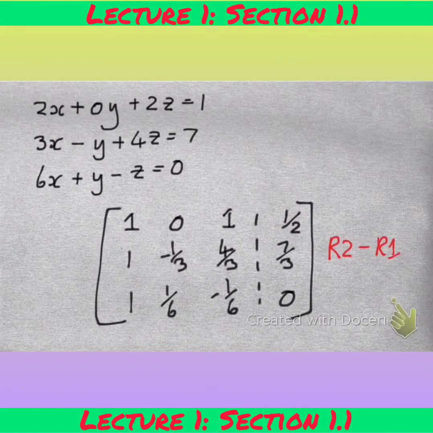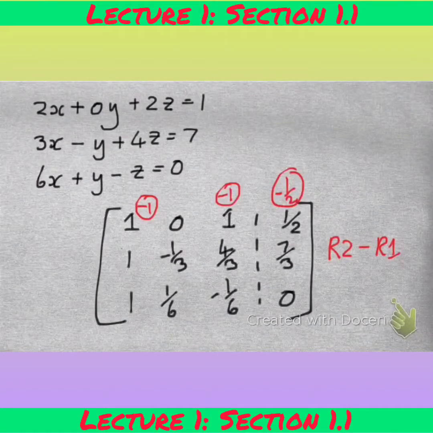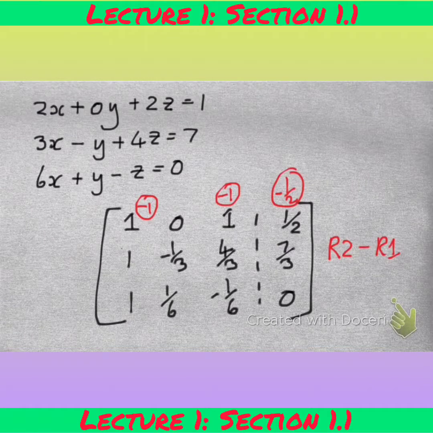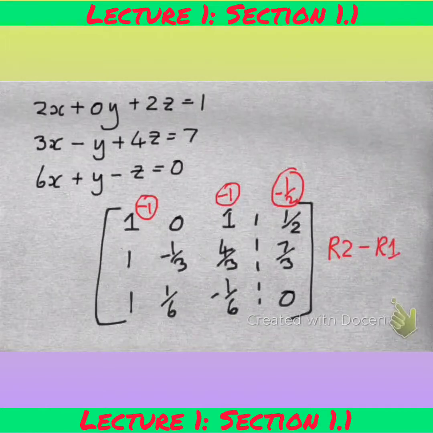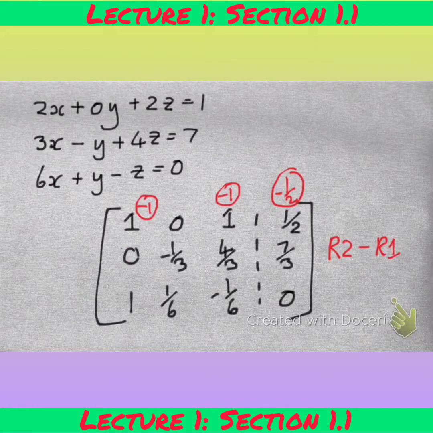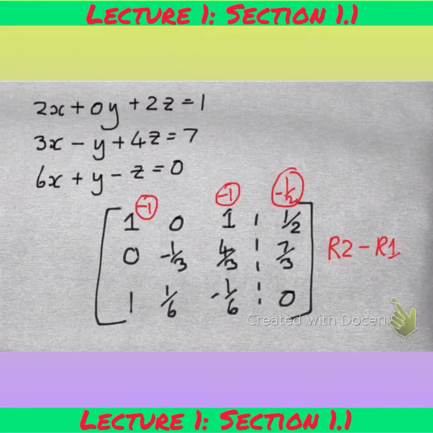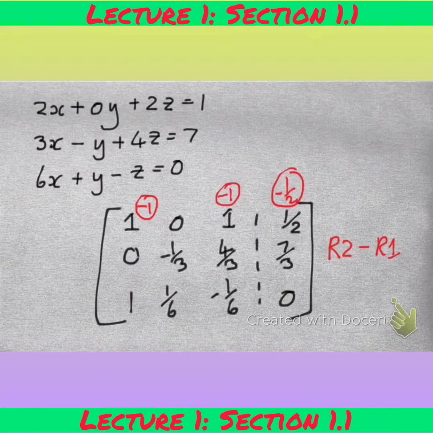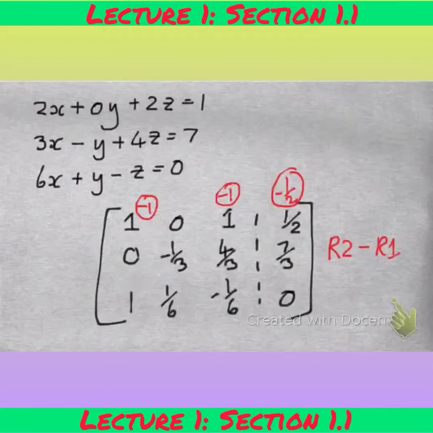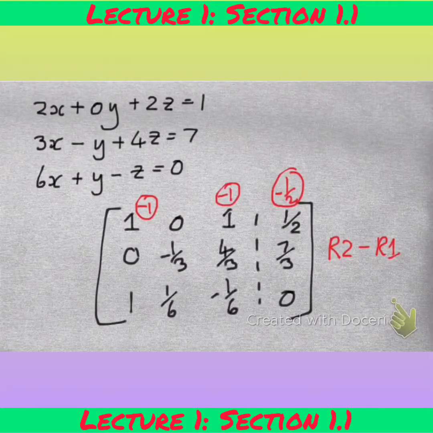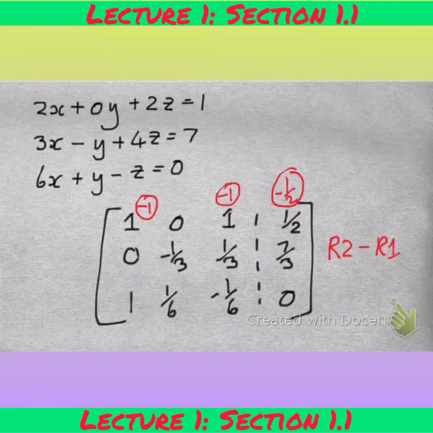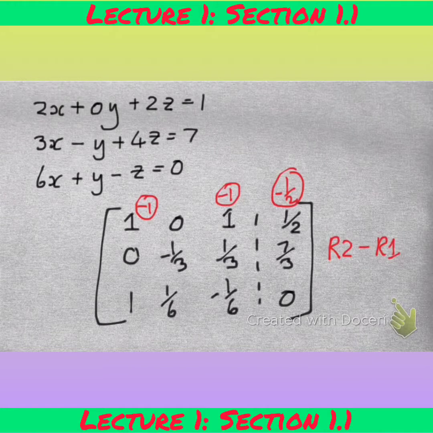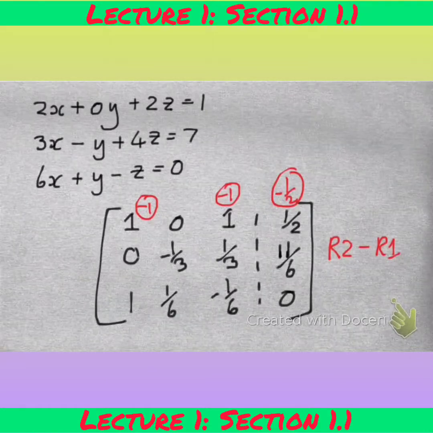Then I'm going to change the second row by adding negative the first row to the second row. Multiplying the first row by minus 1, we get that, and then I'm going to add it to the second row. The first entry becomes minus 1 plus 1, which is 0. The second entry stays minus a third, because it's 0 minus a third. The third entry becomes minus 1 plus 4 over 3, which is a third. The last entry is 7 over 3 plus minus a half, which is 11 over 6.